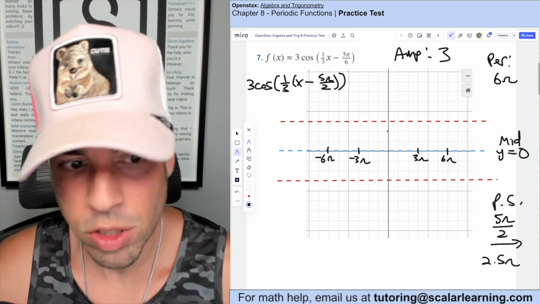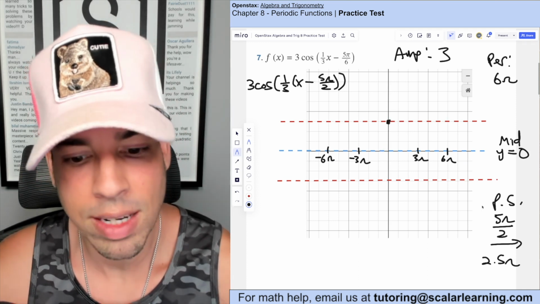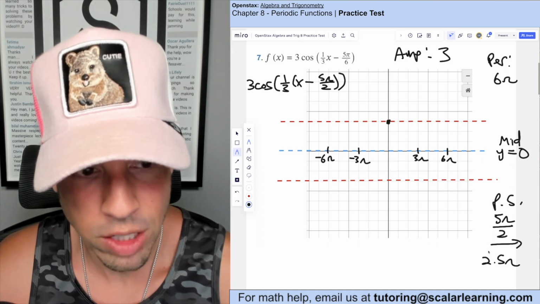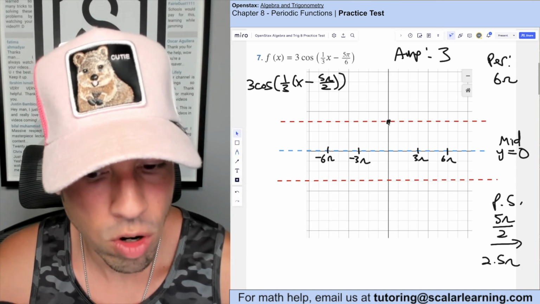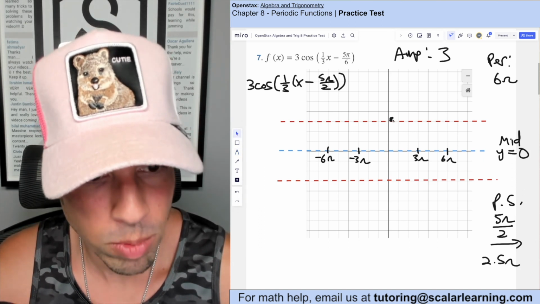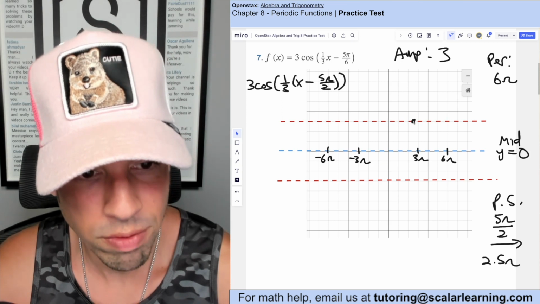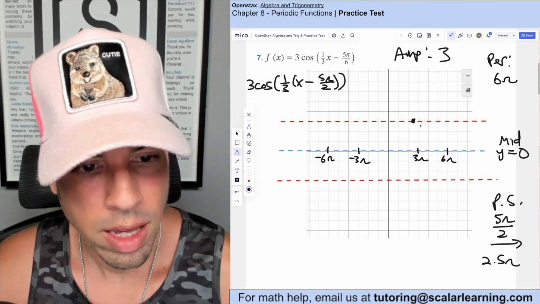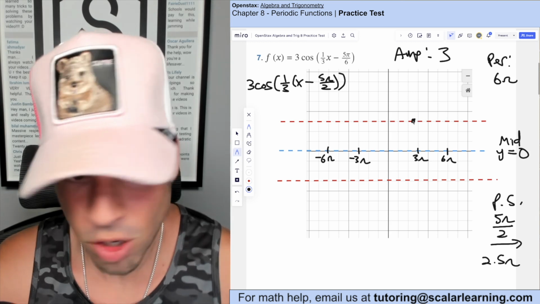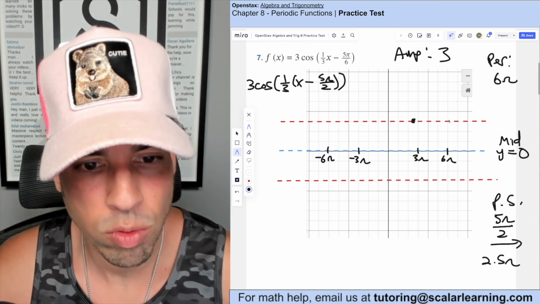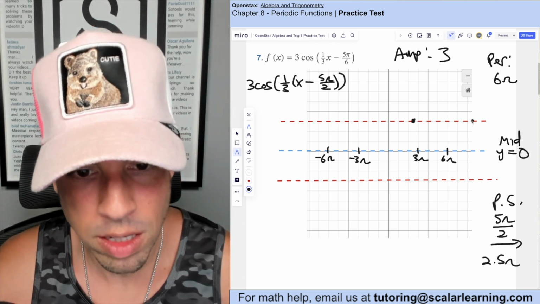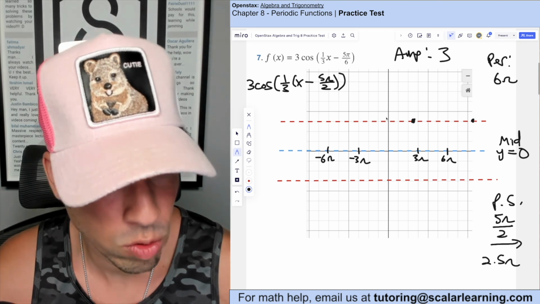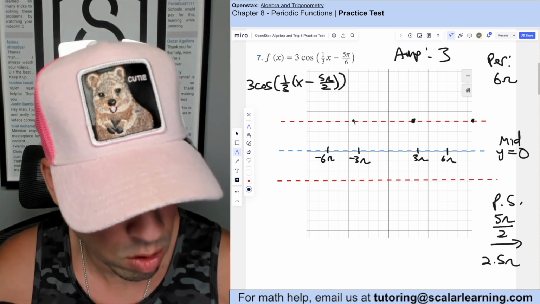And by the way, cosine normally starts at the high point, but now we have to take into consideration this phase shift. And the phase shift has gone 2.5 pi to the right. So I'm going to go 1, 2, 2.5. So there's that new high point. And then it's going to repeat every period at the high point. So go 1, 2, 3, 1, 2, 3. That's 6 pi. That's the period. And then going to the left, 1, 2, 3, 1, 2, 3 over here.